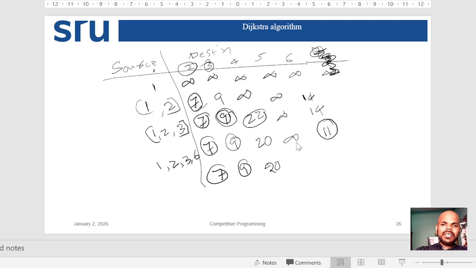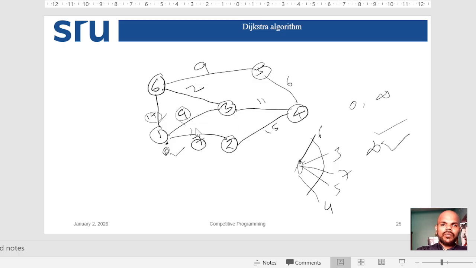Right. So now this 20 will remain the same, but 1 to 5. 1 to 5 means we already relaxed 6, right? 1 to 6 is 14, 14 plus 9. 14 plus 9 is 23, right? Earlier 1 to 5 was infinite, and 23 is less than that, so you have to write 23. At the same time you have to think whether any alternate paths exist or not.